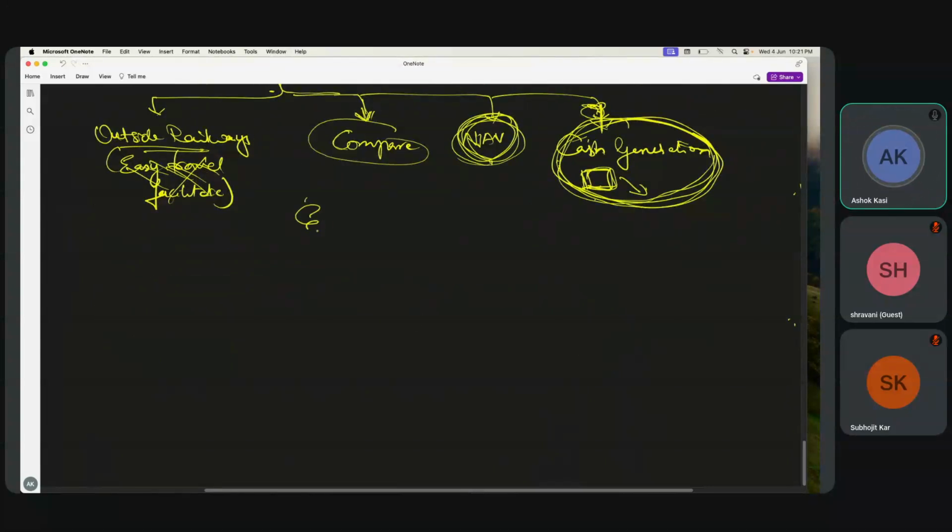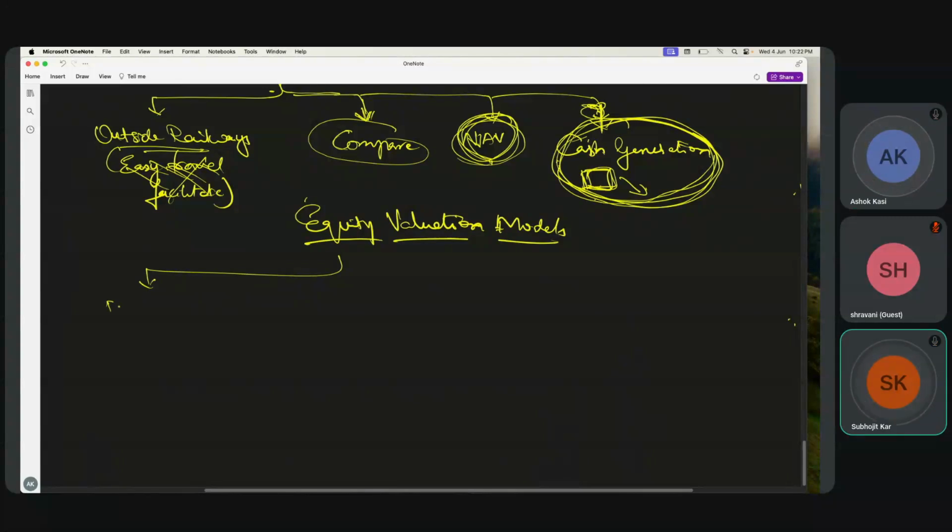Now coming to equity valuation models. Number one, the dividend discount model. That means how much cash I'm getting from this company. Now, one is the discounted cash flow method, right? Is the dividend discount model the same thing? Yes, discounted. This one is dividend, and that one is cash flow.